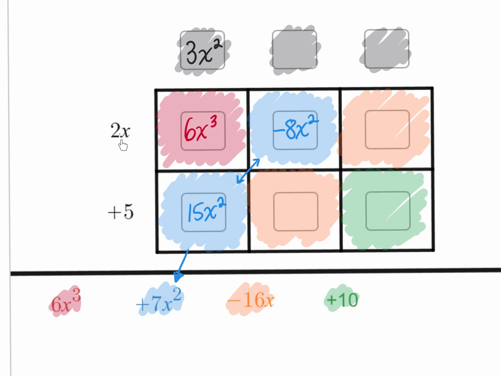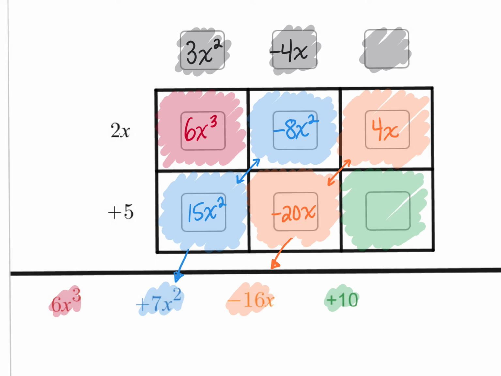So I say, okay, well now I have 2x. 2x times something here is going to give me negative 8x squared. And I should be able to figure out that is negative 4x. Now that I know this dimension is negative 4x, I can do negative 4x times 5 to get my orange box here. So negative 4x times 5 is negative 20x. And then once again, I know these two boxes add up to give me negative 16x. So I ask myself, what would I add to negative 20x to get negative 16x? And I realize that would be 4.